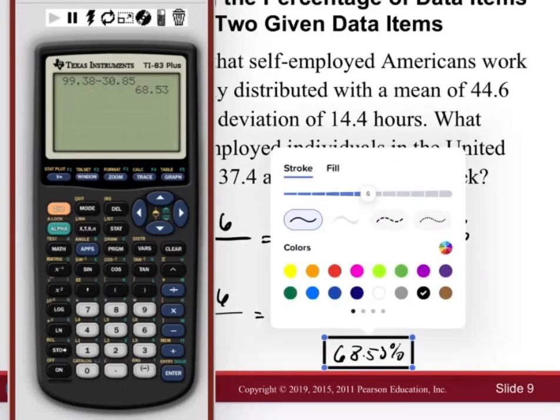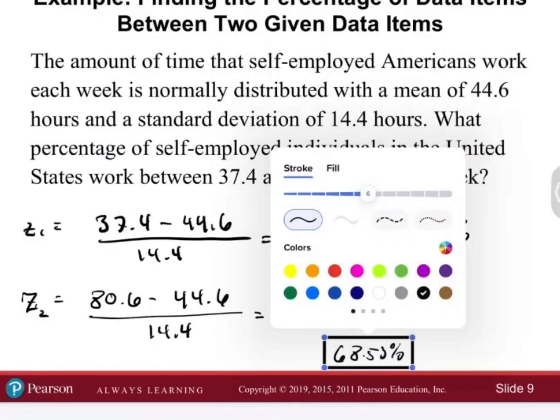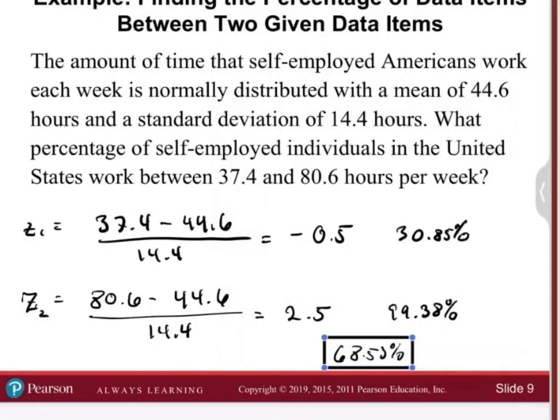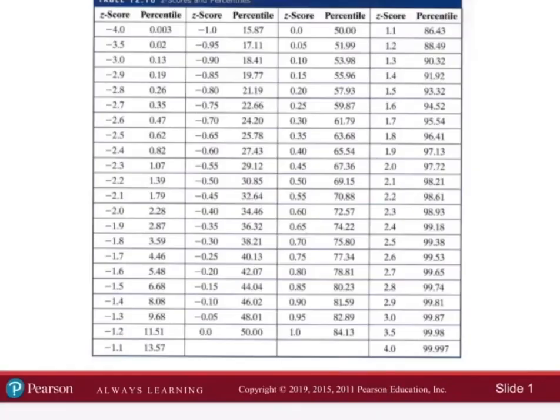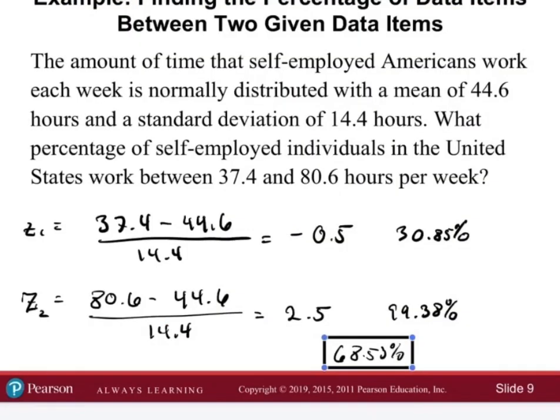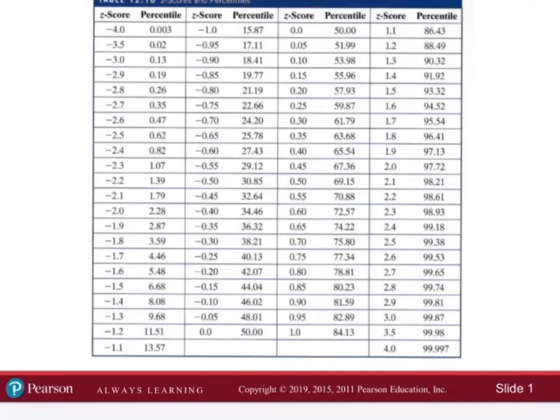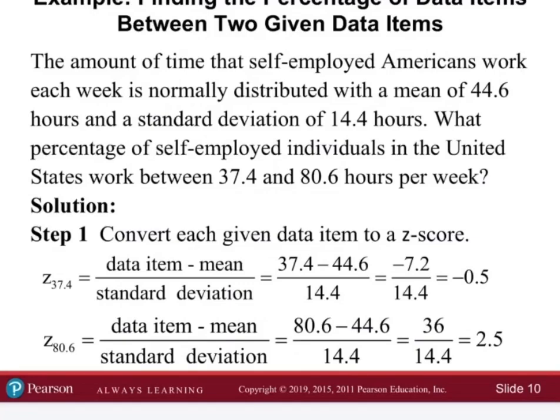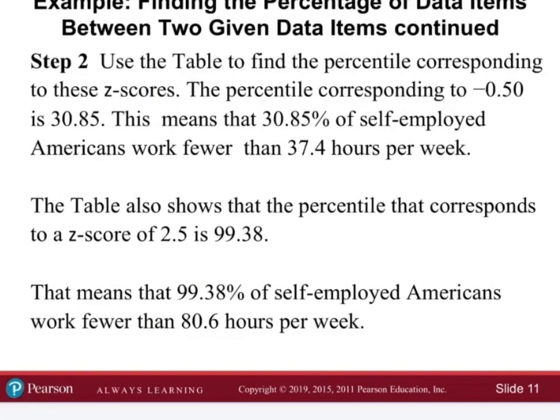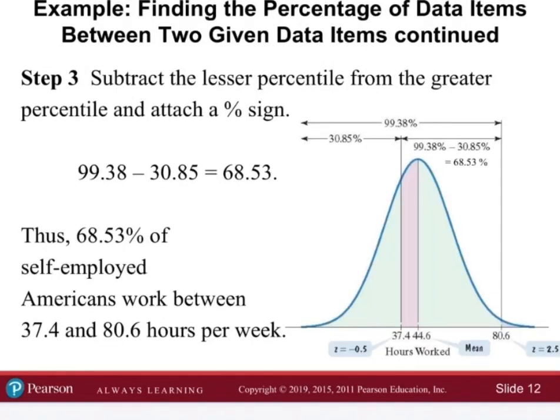Okay, let's see, how do we do? We got 68.53. There it is. So the 99.38 minus 30.85, this is the 68.53.